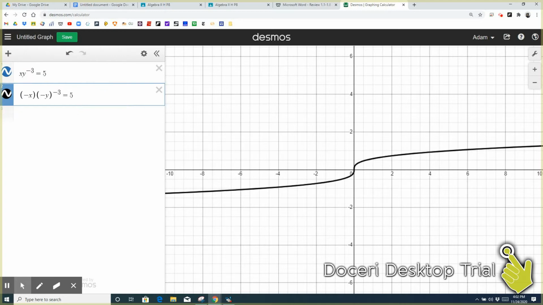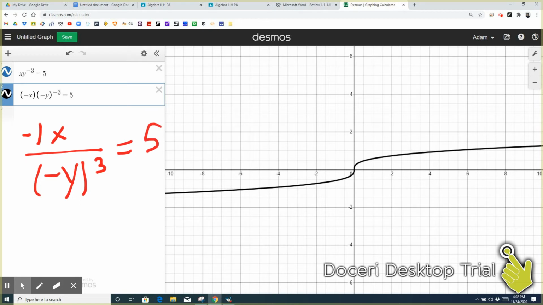So what do you do? You take the top equation, you replace x with negative x, y with negative y, and then you simplify it to show it's equal to the original, or if it's not, then that means it doesn't have symmetry about the origin. So negative x can be written as negative 1 times x. And then the negative y to the negative third we could bring down here with a positive 3. And then that is the same thing as negative 1 to the third times y to the third equals 5.